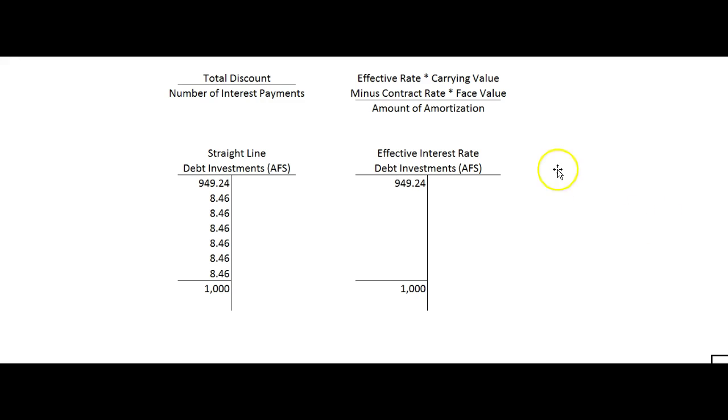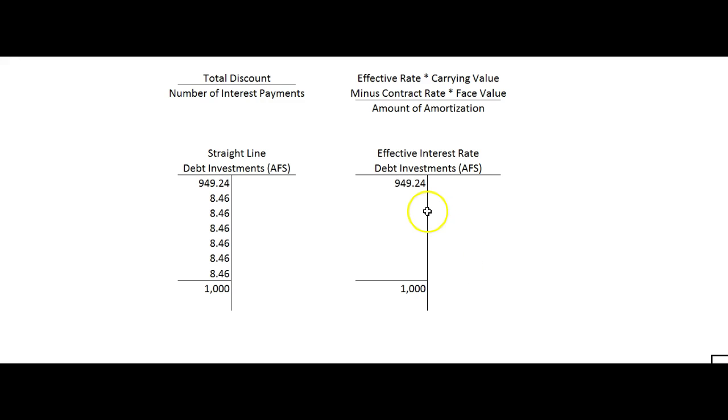So the straight line method is super easy to calculate, and GAAP won't let us use it if there's a material difference between the straight line method and the effective interest rate method. We have to use the effective interest rate method. GAAP says that it produces a periodic interest expense equal to a constant percentage of the carrying value of the bonds, and so it says it matches expenses and revenues better than the straight line method.